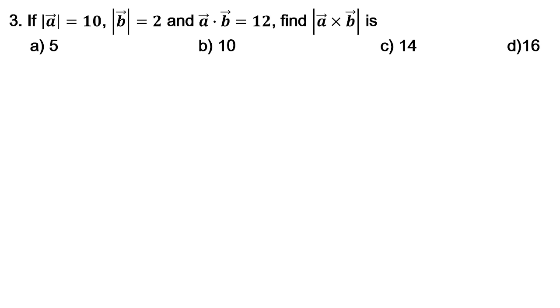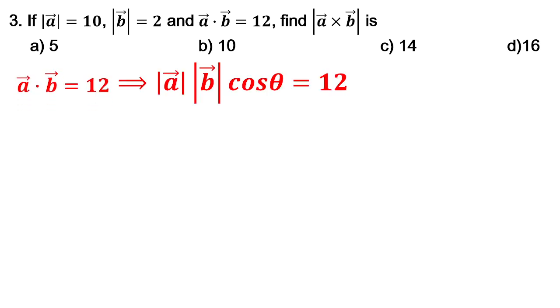You have been given vector A magnitude, vector B magnitude, and A dot B. You have to find the magnitude of A cross B. Now this question may be the other way also: A and B given and magnitude of A cross B given, and you have to find A dot B.